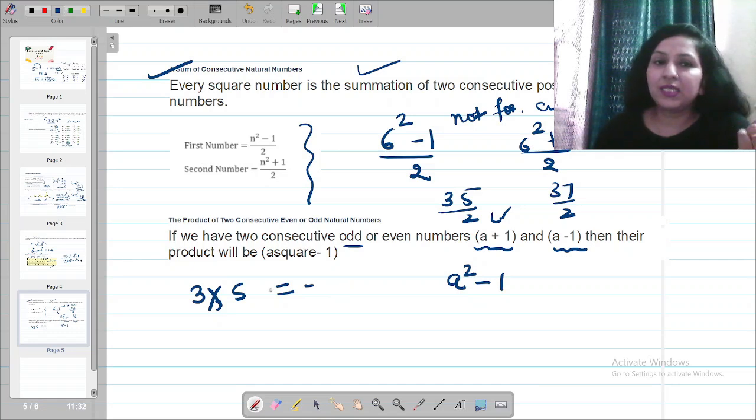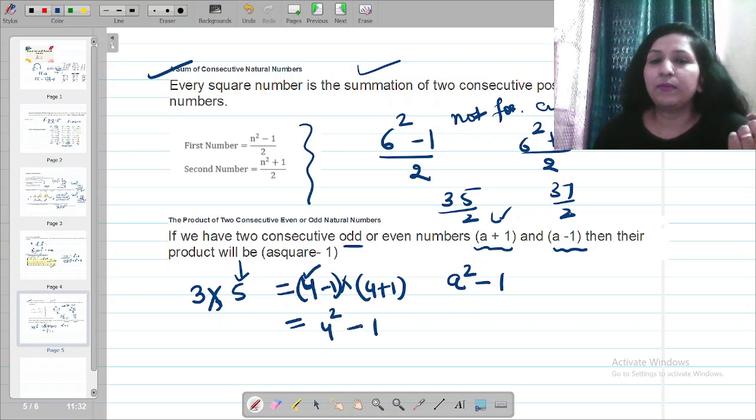Best way out is to start with the bigger number. 5 can be written as 4 plus 1 and 3 can be written as 4 minus 1. We are taking the product. What did I say? Bigger number square minus small number square, or 1, it is the same thing. 4 square is 16 minus 1. Your answer is 15. Please have a look. 3 into 5 is 15 and it's 15 here.